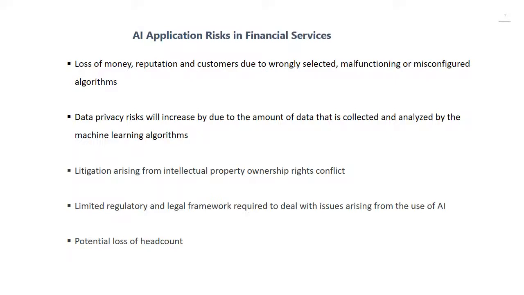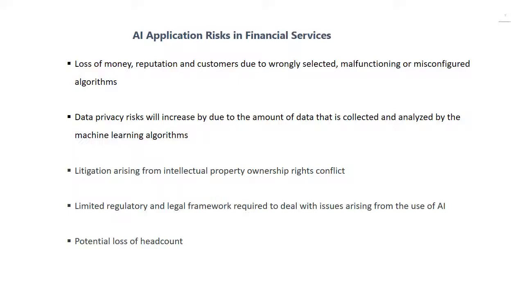Now, there are some risks that are inherent with financial institutions, and AI and machine learning might further amplify some of these risks. The first one is loss of money, reputation, and customers due to wrongly selected or misconfigured algorithms. I saw samples of this when I was gathering information for this thesis. Then data privacy risk will increase due to the amount of data that is being collected and analyzed by machine learning.